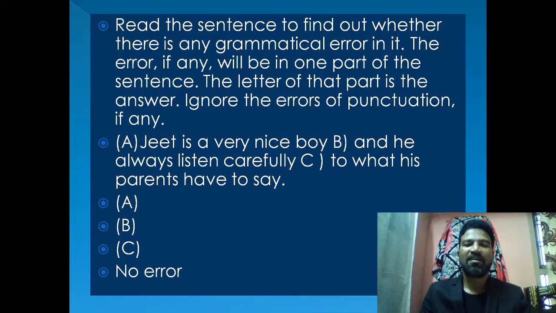Yes, you guys are right. Your guess is absolutely fine. The error is in part B. Jeet is a very nice boy and he always listens carefully, because Jeet is third person singular and the entire sentence is in simple present tense. Therefore, it should be "he always listens carefully". It is not "listen carefully". The error is in part B of the sentence.